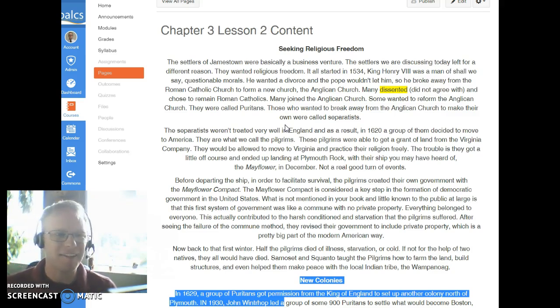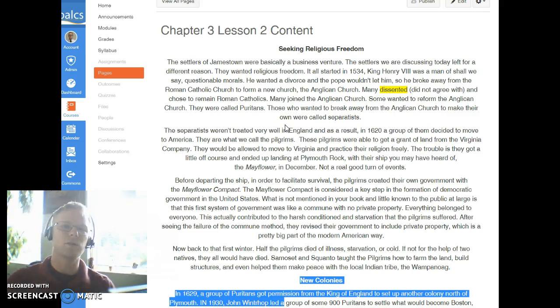It all started in 1534 with a guy named King Henry VIII. He was a man of what we shall call questionable morals. He wanted a divorce from his wife, and the Pope wouldn't let him get a divorce, so he broke away from the Roman Catholic Church. He said, you know what, I'm forming my own church, the Anglican Church. This caused a bit of problems in Britain.